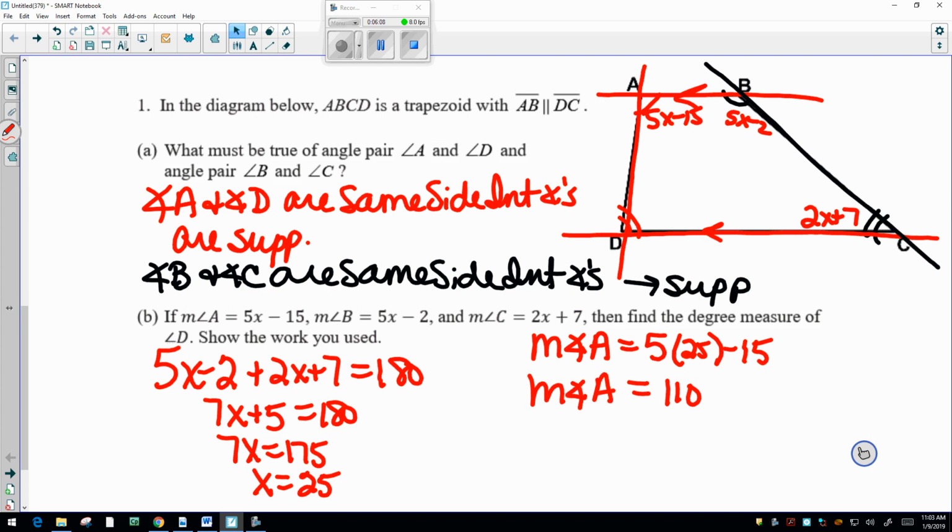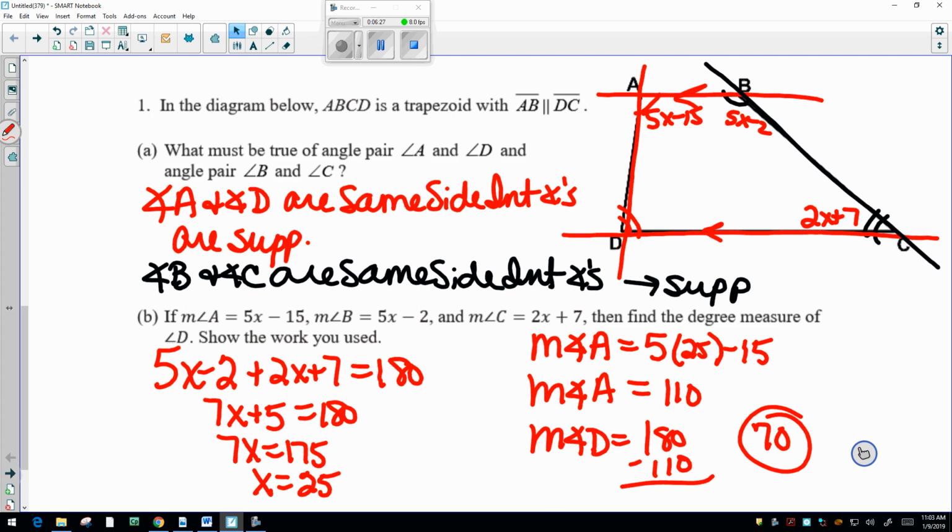And we know that A and D are supplementary. So if I'm trying to find D, all I have to do is subtract from 180, and we're going to find the measure of angle D is going to be 70 degrees.